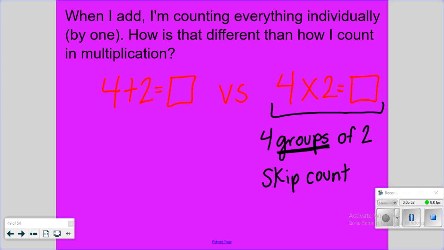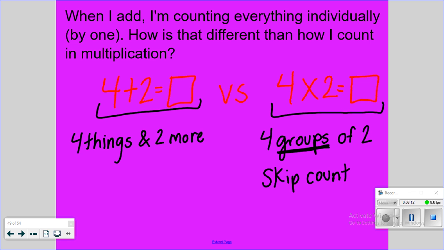So let's look at this math equation. 4 plus 2 equals 6. When I read that in English, I might say four things and two more things equal some things. And you can put anything in place of things, right? Four puppies plus two more puppies equals some puppies. Four pencils plus two more pencils equals some pencils. That is how I am adding.